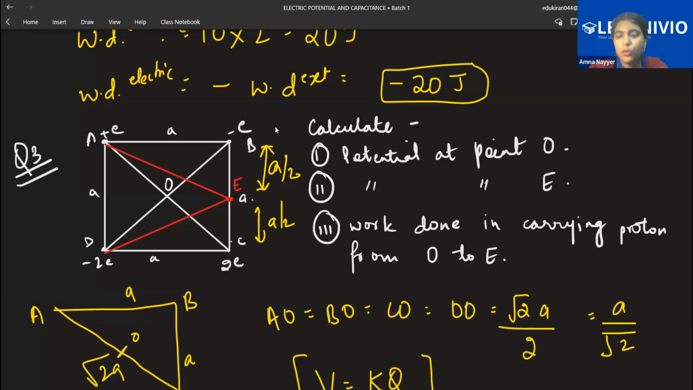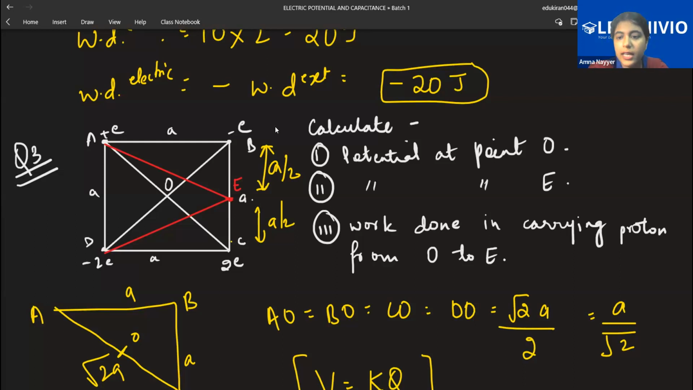Start with what you have told me right now. What is the first thing which you have said? Potential is equal to KQ by R. K will come, KQ. What is Q here? Charge. Minus E. So K into minus E divided by R. What is the separation here? A by 2. That's it. So K into minus E divided by A by 2. Like this. Now clear, Taha?